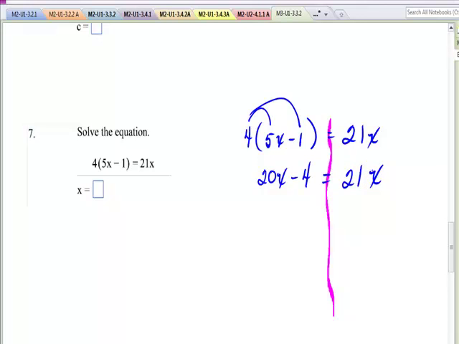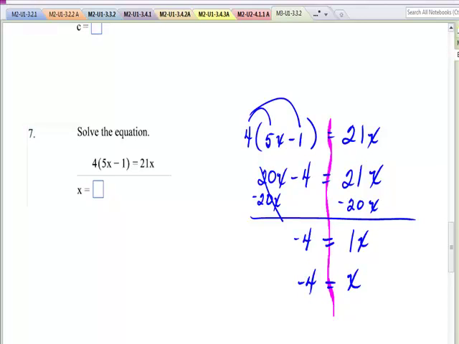Do I have x's on both sides? Yes. You may eliminate either one. I choose to eliminate the smaller. So I'm going to subtract 20x. That leaves me with negative 4 is equal to 21 minus 20 is 1x. We don't write the 1x, we just write x. And this problem is finished.